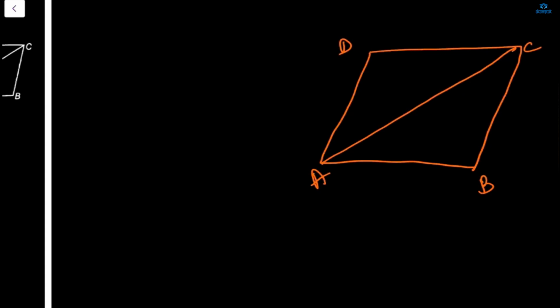Now we are going to prove the two triangles. Which two triangles are congruent? I'm going to prove triangle ABC and triangle CDA.